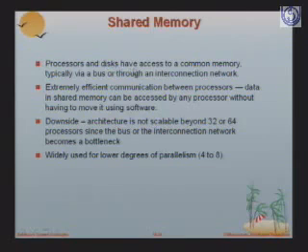These are the features of shared memory. Processors and disks have access to a common memory, typically via a bus or through an interconnection network. Communication between processes is extremely efficient because you can access data in memory very fast. The downside is that the architecture is not scalable beyond this point, so it is widely used for a lower degree of parallelism.